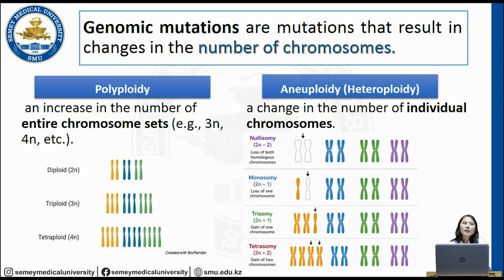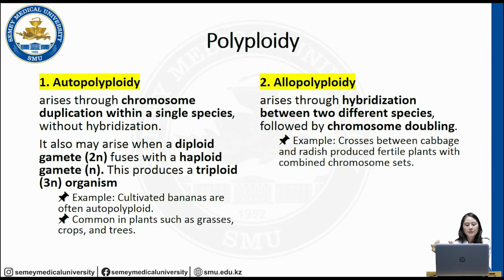For example, we say that human chromosomes are diploid because each chromosome is present in two copies. If there are 3 copies of them, it will be triploid. 3n means triploid, also considered as a polyploidy. Tetraploid, 4n, has 4 copies of each chromosome. 5n means pentaploid, and 6n means hexaploid. And aneuploidy is a different group of these genomic mutations, meaning a change in the number of individual chromosomes.